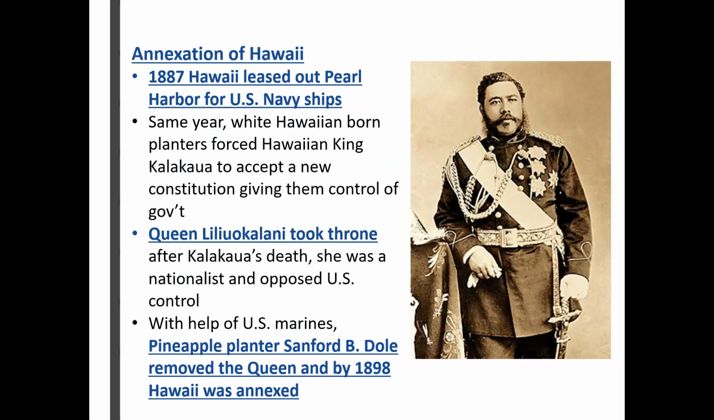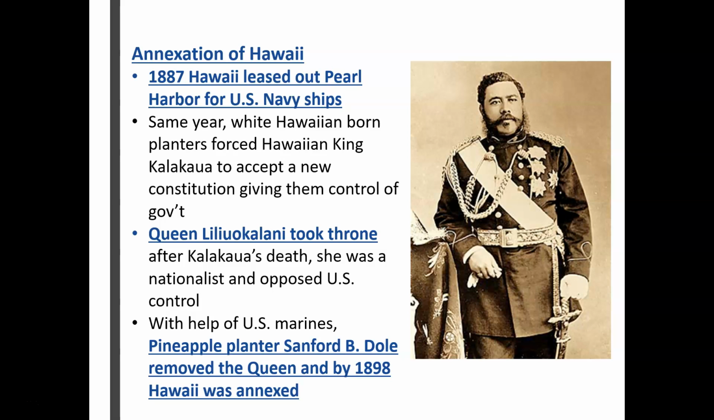Now, our other involvement in everything we're talking about today is showing our imperialistic nature as a country. We tried to annex Hawaii. In 1887, Hawaii began leasing. Hawaii leased out Pearl Harbor for the U.S. ships, and the Navy was able to go there and use it as a port, etc. And that same year, white Hawaiian-born planters forced Hawaiian King Kalakaua to accept a new constitution, giving them control of the government.